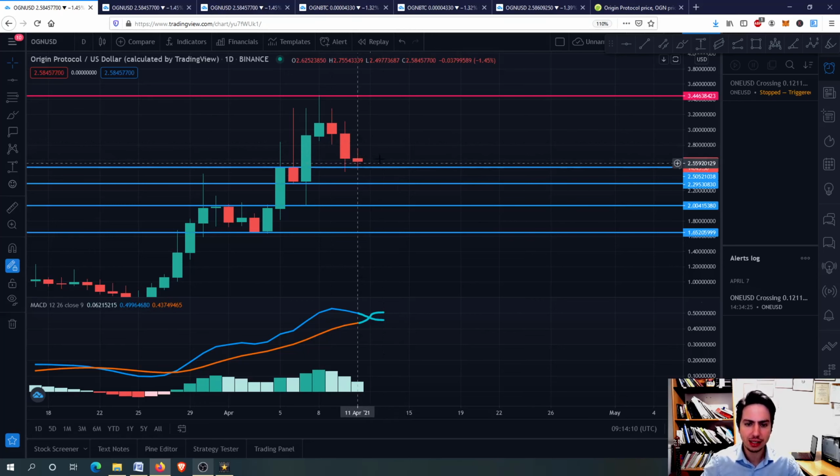We might see a sideways situation, which is absolutely healthy for a coin, and then we can see the blue line going upwards again. Right now we might consolidate for a bit and see some sideways movement, but Origin protocol is looking very strong.